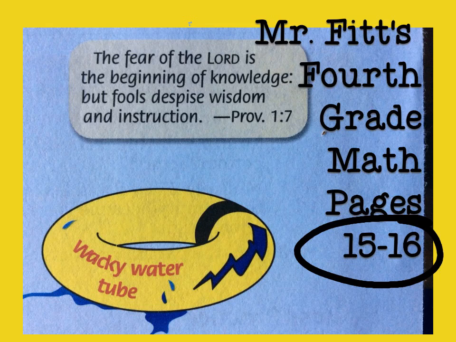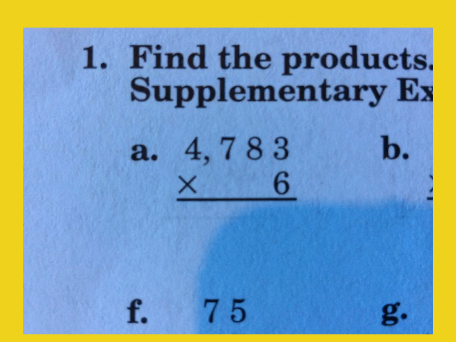Okay, we're going to get started in class practice number 1A. The directions tell us to find the products. And just a little review, the products are the answer to a multiplication problem. So our first one here, we've got to find the product. Remember, to do that, we're going to do the spray, where we do 6 times 3, and then 6 times 8, and 6 times 7, and 6 times 4.